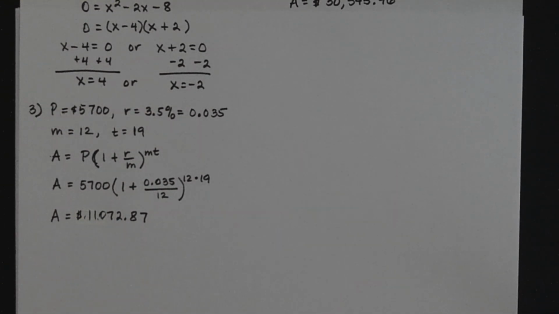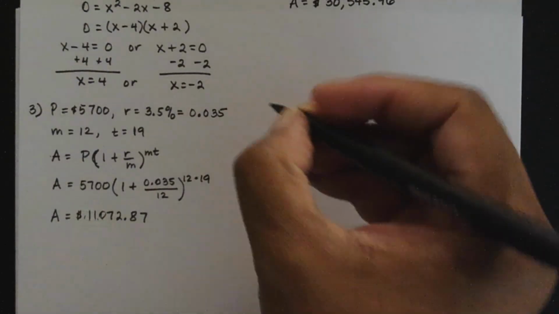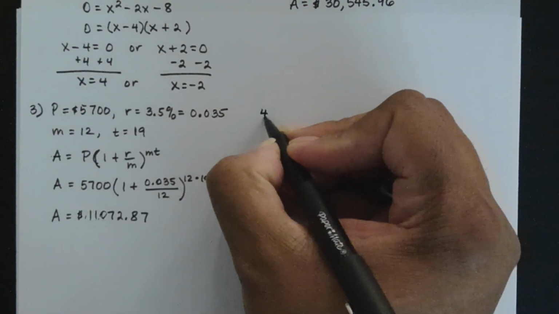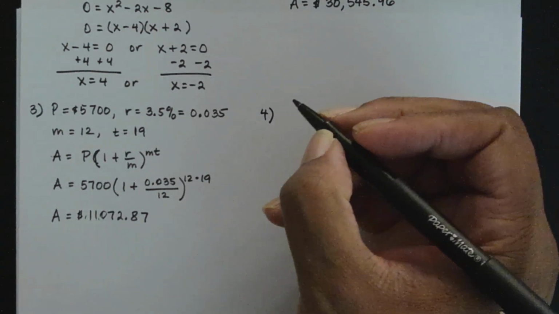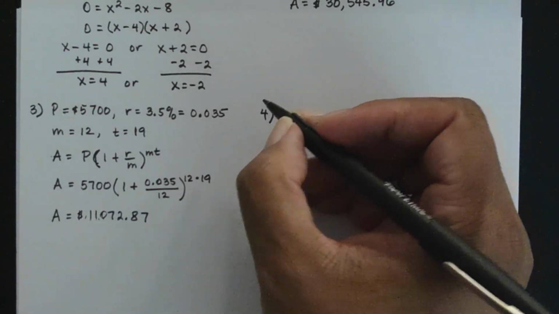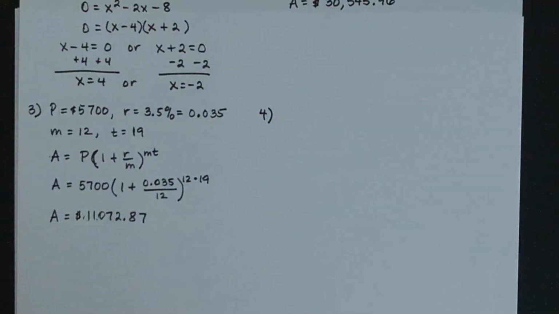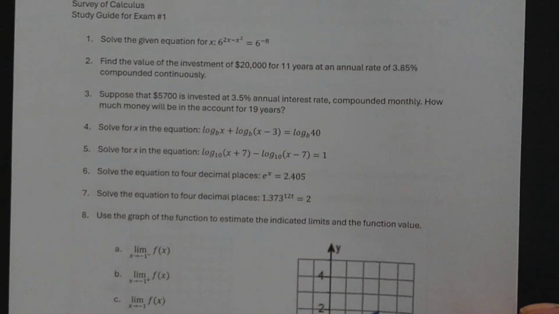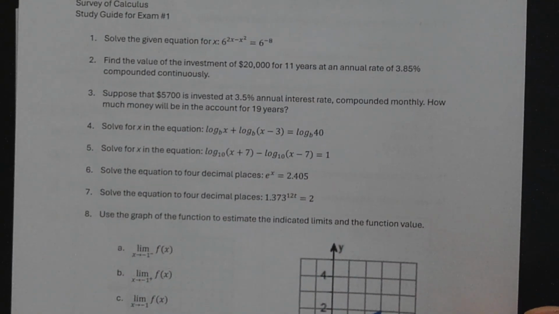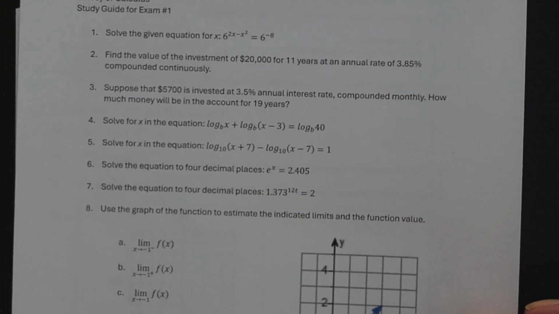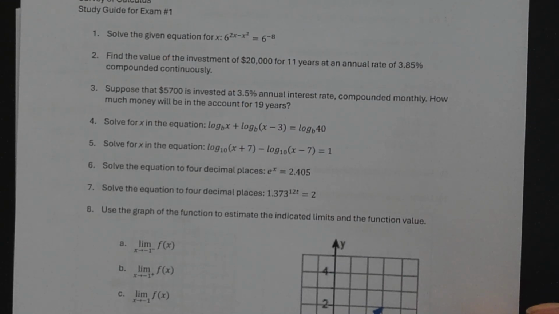All right. Are there any questions about problem number 3? All right, number 4, solve for x in the equation. So here we got log to the base b of x plus log to the base b of x minus 3 is equal to log to the base b of 40.